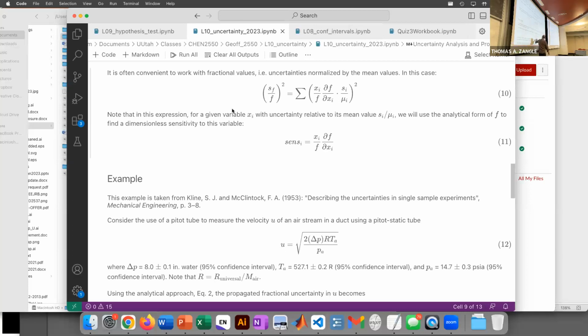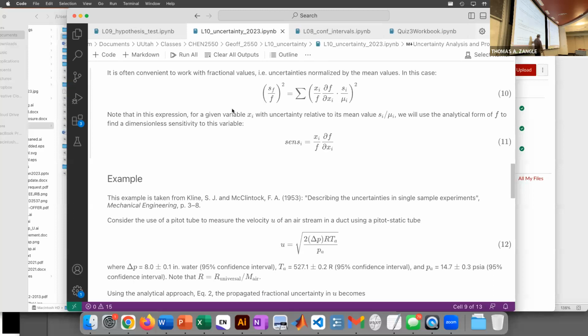As an example, what we're going to go through at the beginning of this class today is, let's say we're measuring the velocity u of an airstream in a duct, and we know that that velocity u is related to other parameters like delta P, the pressure difference that we measure, some temperature and some ambient pressure, as well as the universal gas constant. So we have u as a function of, we'll say, 3 variables. We'll treat R as a constant. So we have 3 variables: delta P, ambient temperature, and ambient pressure. But it's now a nonlinear function of those 3 things.